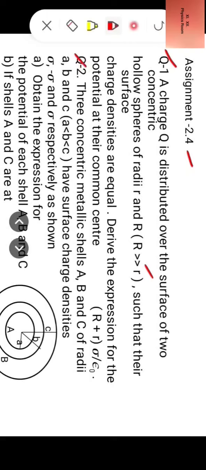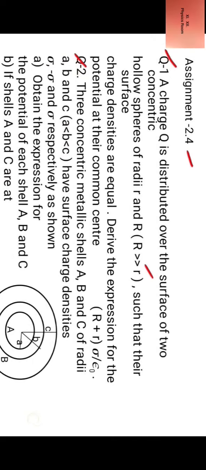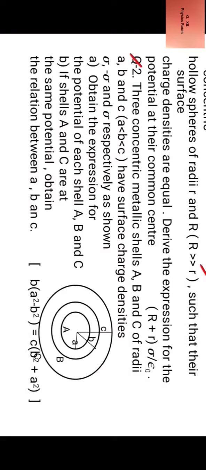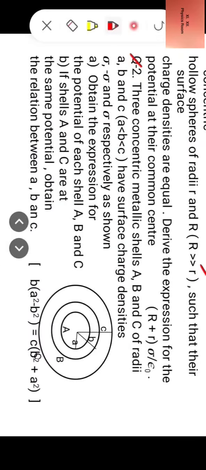Now question number 2. Three concentric metallic shells A, B and C of radii small a, small b and small c, where a is less than b is less than c, have surface charge densities sigma, minus sigma and sigma respectively, as shown in the diagram. A. Obtain the expression for the potential of each shell A, B and C.